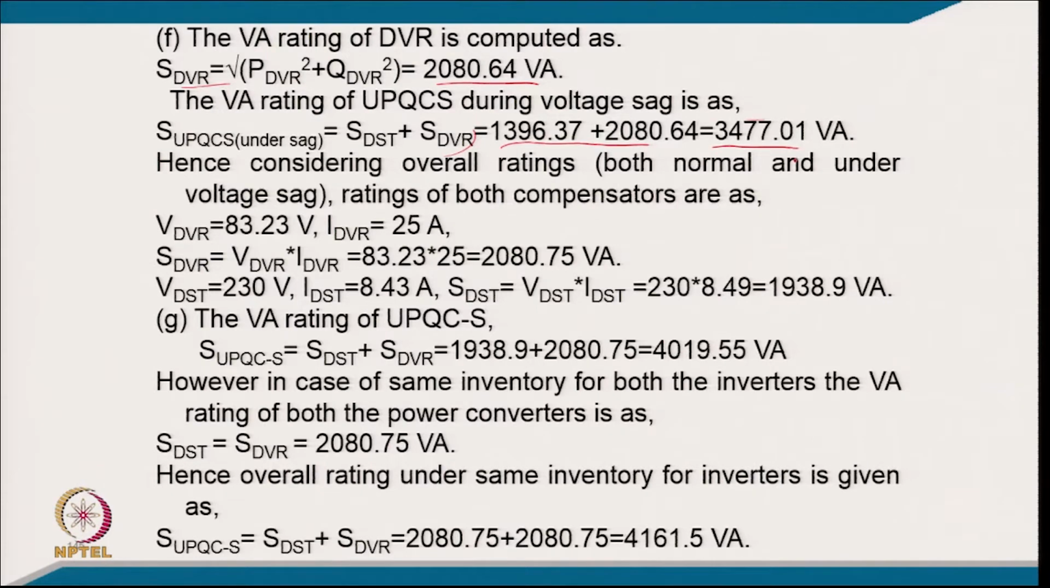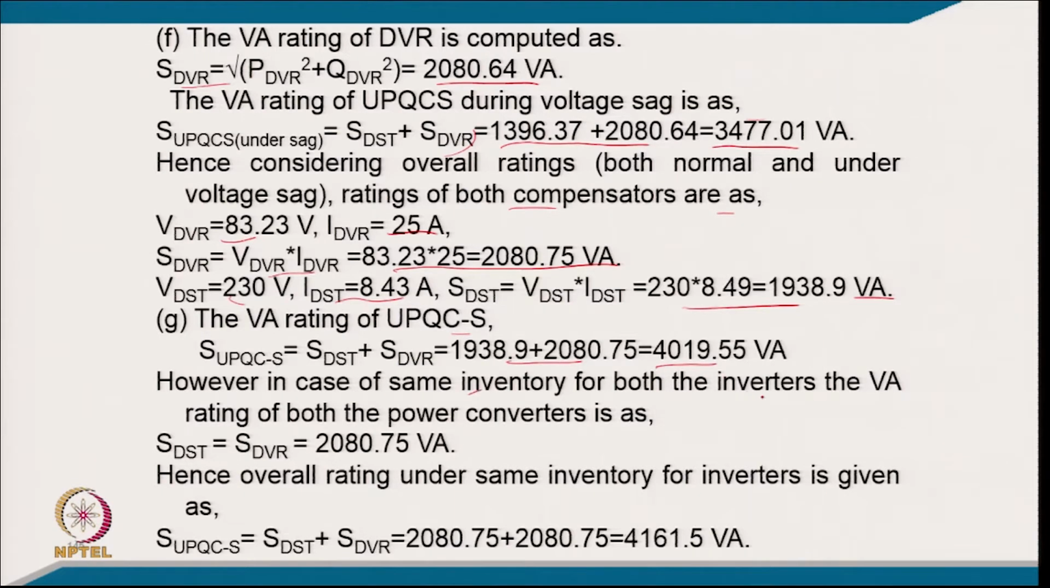Hence, considering the overall rating, the ratings of both converters are V dVr equal to 83.23 and I dVr 25 ampere, and S dVr equal to, giving the value, 2080.75 VA, and voltage of dStatCom, current of dStatCom, so it comes typically 1938.9 VA, and the overall VA rating of UPQC comes as the sum of both. So, it is 4019.55 VA.